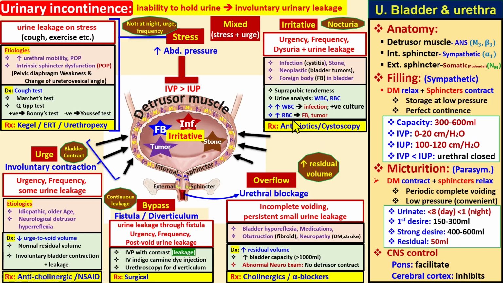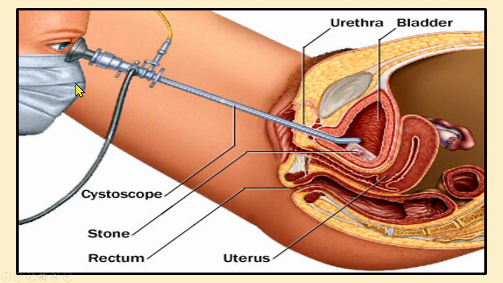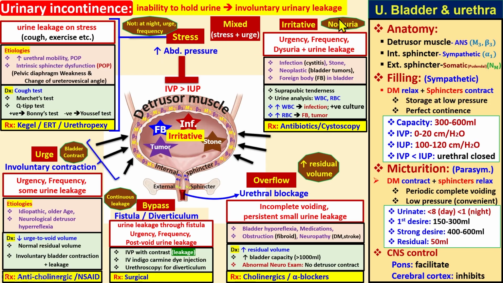If there is an increase in RBC, meaning the red blood cells are increased, there is risk of a foreign body or a tumor. So you do the cystoscopy. What is cystoscopy? This is the cystoscopy where you see the internal picture of the bladder. Okay, so here you can see the stone. After the confirmation of diagnosis, you should treat the underlying condition. Okay, this is all about urinary incontinence.